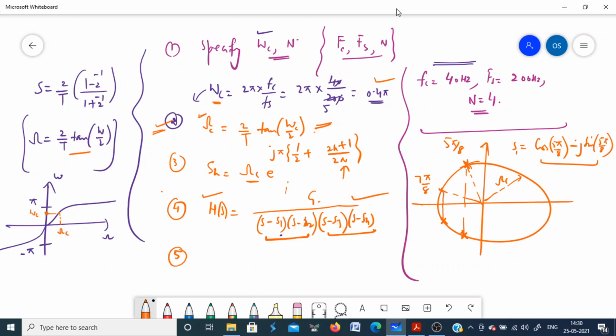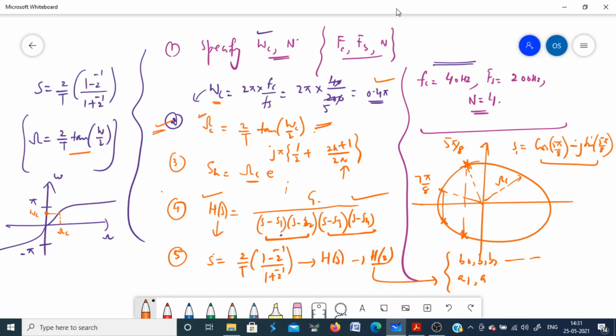After this, your last step is to convert this analog filter into a digital filter using the bilinear transformation, that is by replacing s with 2 by T times (1 minus z inverse) upon (1 plus z inverse). Using this, your H(s) is converted to H(z). Once you have this H(z), you can compare it with the general expression of an IIR filter and find the numerator coefficients b0, b1, b2, and denominator coefficients a1, a2, a3, and so on. So this is how your filter will be designed. These are the steps involved in the design of a Butterworth digital filter.